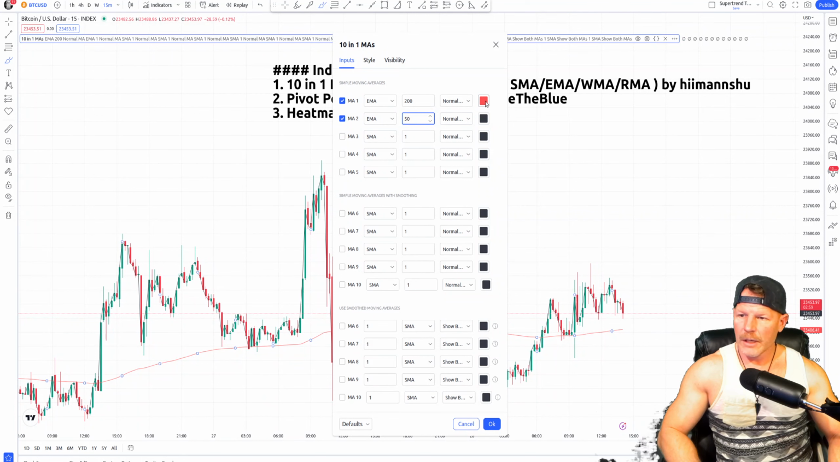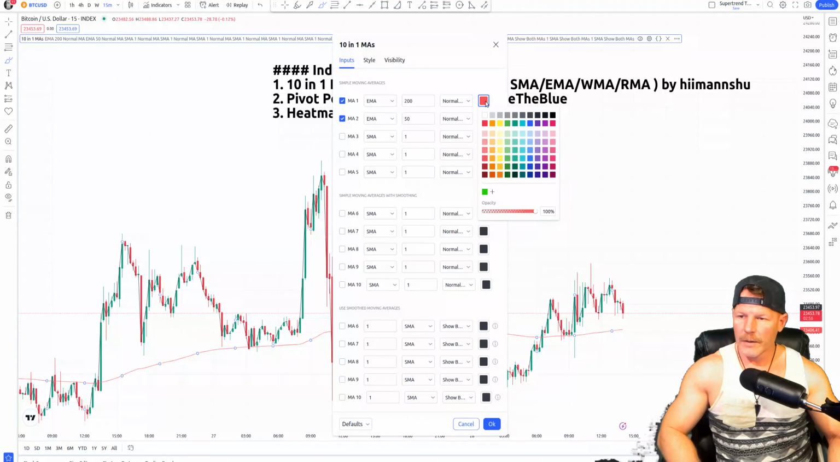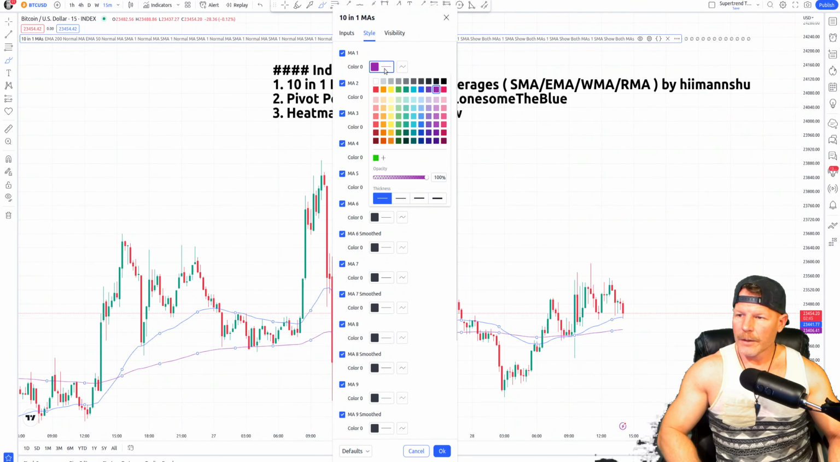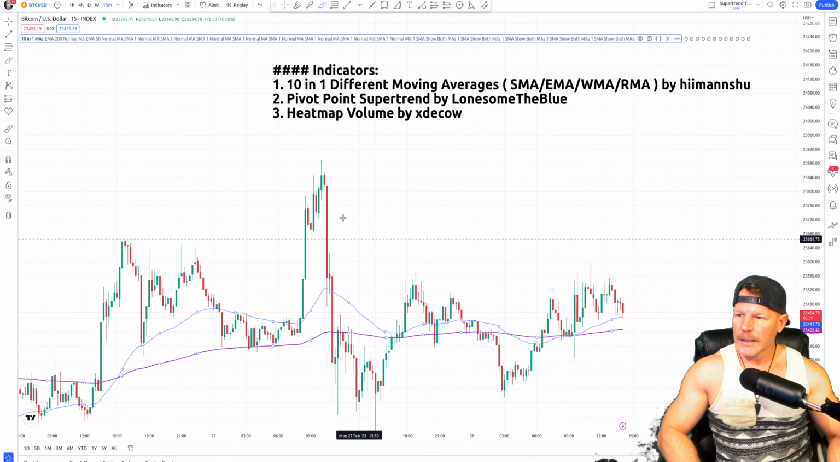I want to change the colors as well because this red will interfere with the indicator we're about to add. So I'm going to change that to purple. I'd like the 50 to be blue. And one thing I'm going to do is create a thicker 200 candle EMA line. All right. Once that's done, go ahead and add the Pivot Point Supertrend by LonesomeTheBlue.